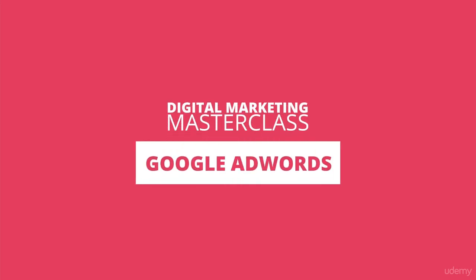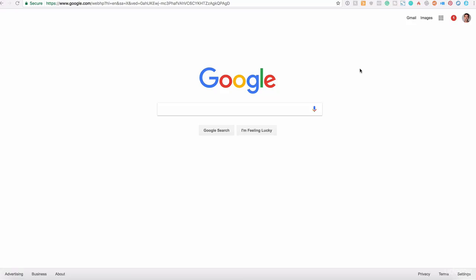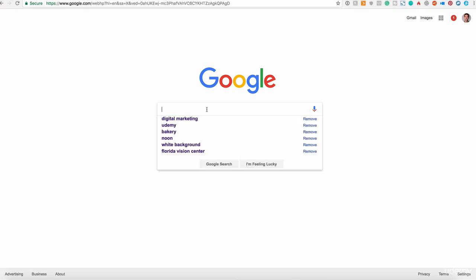How Google AdWords works. The main ingredient that we have on Google AdWords is the keyword. When your customers come to Google and they are ready to search for something, they use keywords in order to find your products. And these keywords are the keywords that are related with your business.